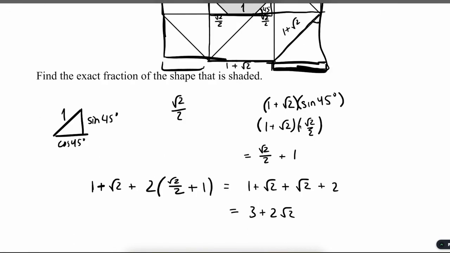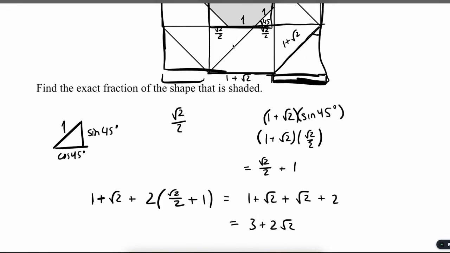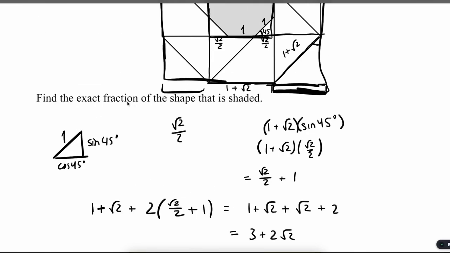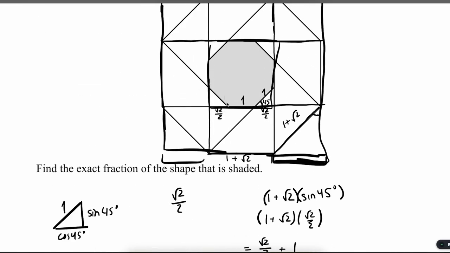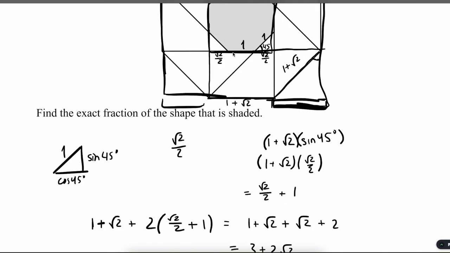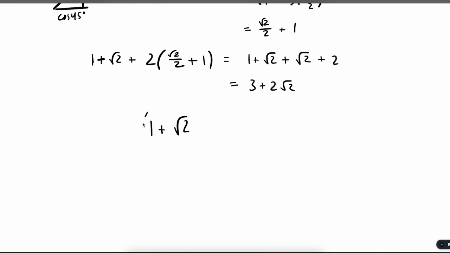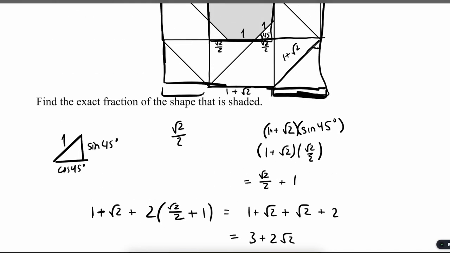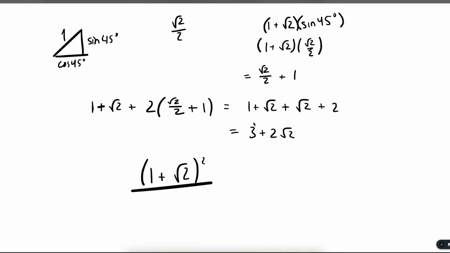Length of the bottom one is 1 plus root 2. So we need to find the exact fraction of the shape that is shaded. Well, that's going to be 1 plus root 2. So that's this bottom one. But it's the area we want, so it's squared, over the 3 plus 2 root 2 squared as well.